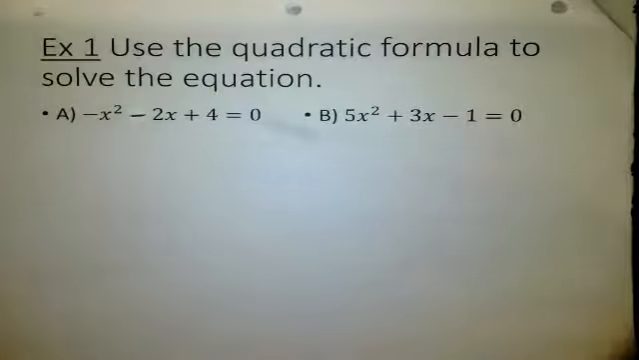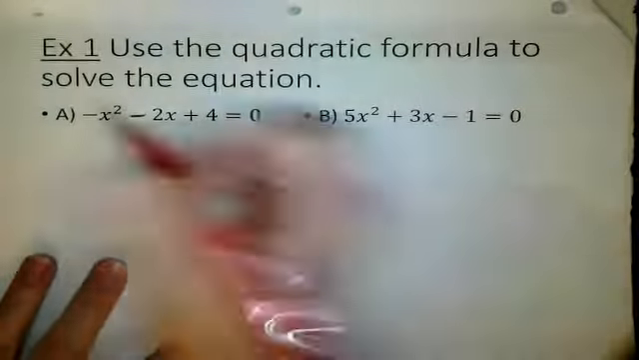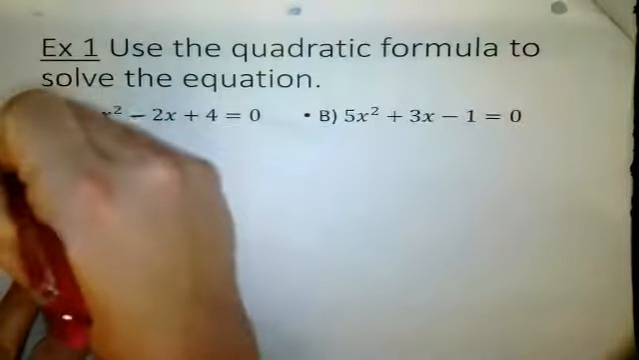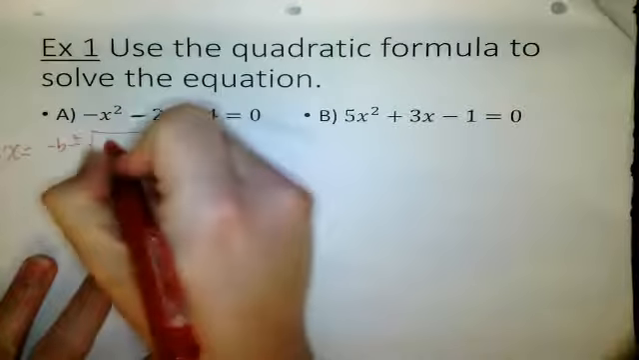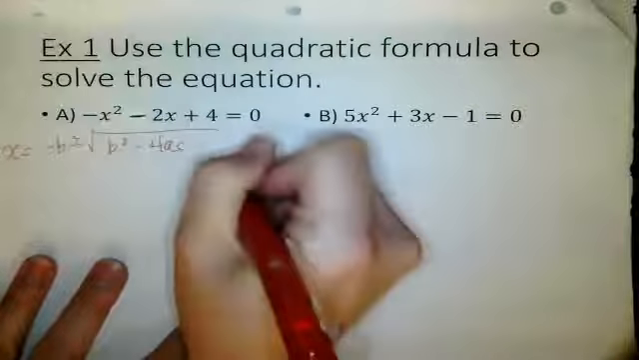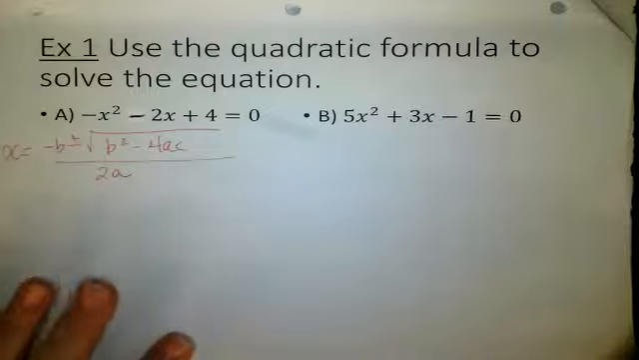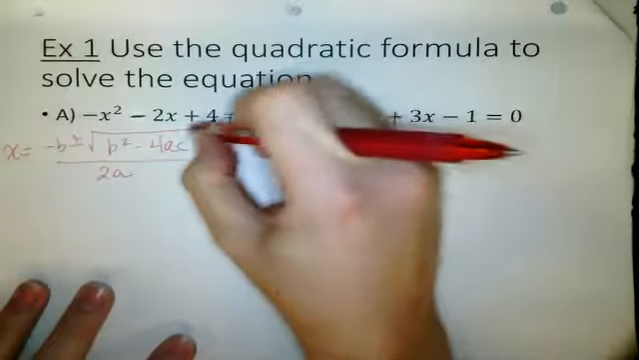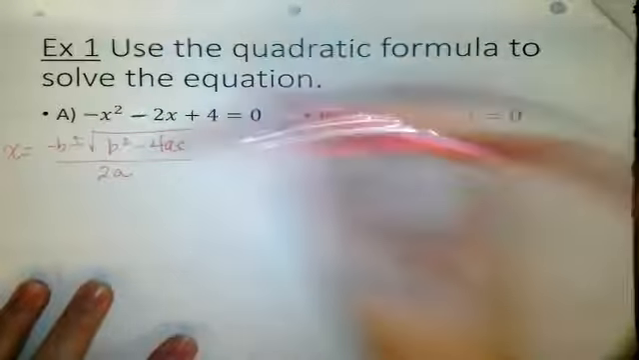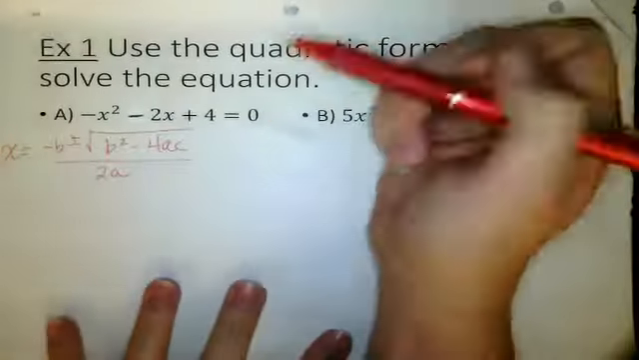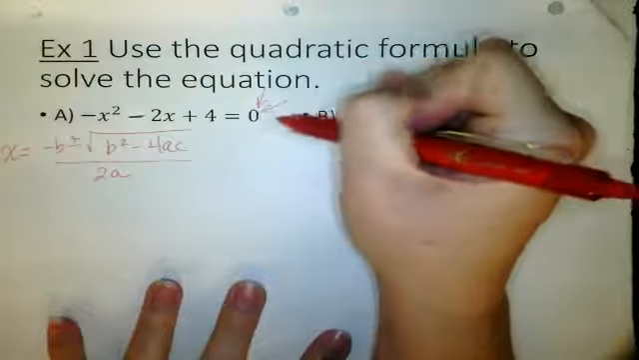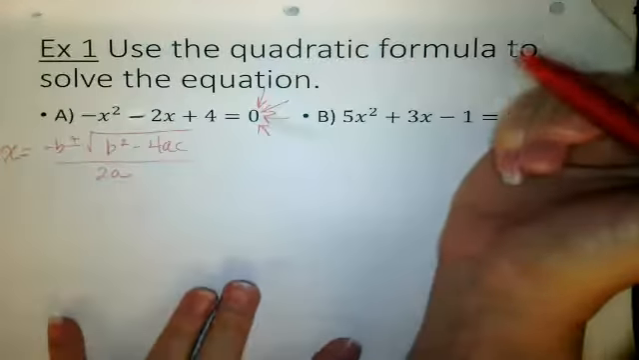So to get started, I'm going to write down the quadratic formula every single time. X equals the opposite of b plus or minus the square root of b squared minus 4ac all over 2a. I suggest you write it down until you have it memorized. It's a little monotonous, but hopefully you'll memorize it quickly. Before we can use the formula, we have to know what the a and the b and the c are. So first of all, my equation is set equal to 0, and that is a must.